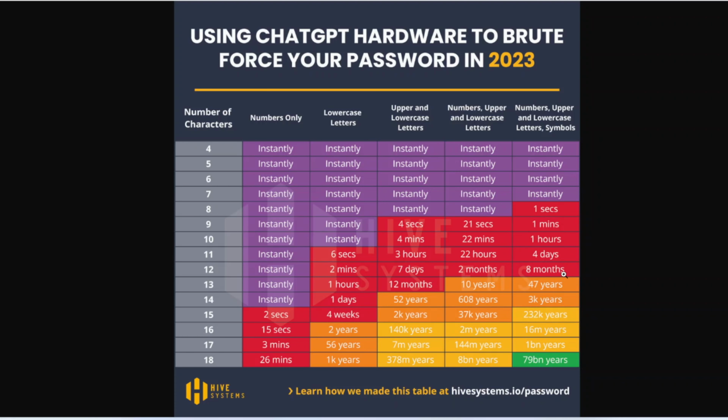If you use 12, that's upper and lowercase symbols, so special characters. So it looks like the new standard is 13 numbers, upper and lowercase letters. And the stronger computers get, the faster this is going to be. Even if you have 18 numbers, it takes 26 minutes. So if you have an 18 character password with numbers, upper and lowercase letters, and symbols, it's going to take 79 billion years.